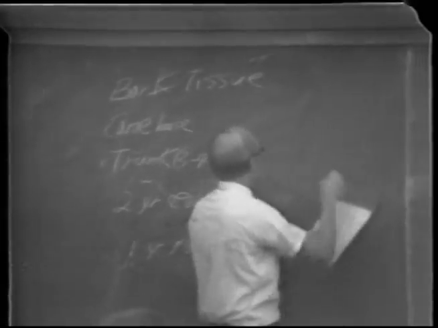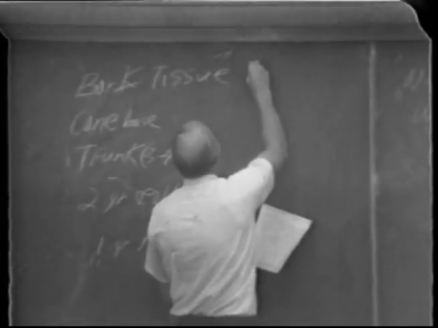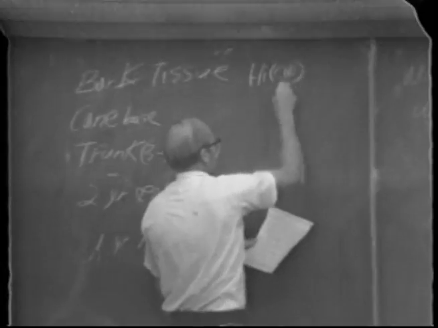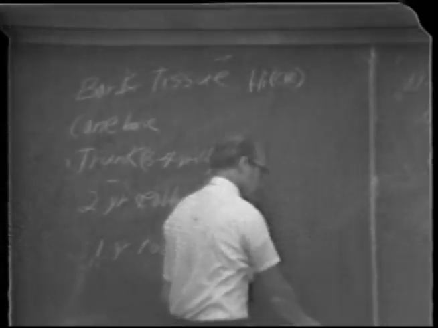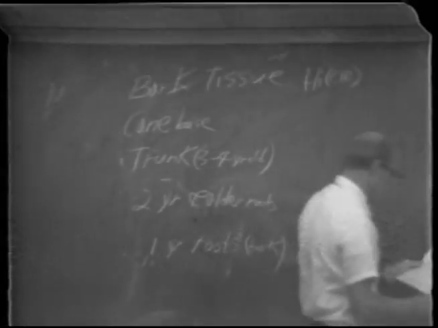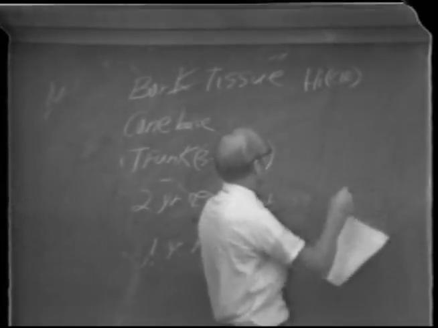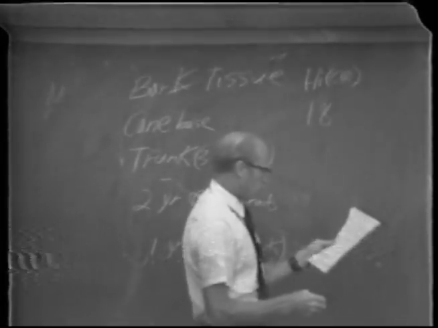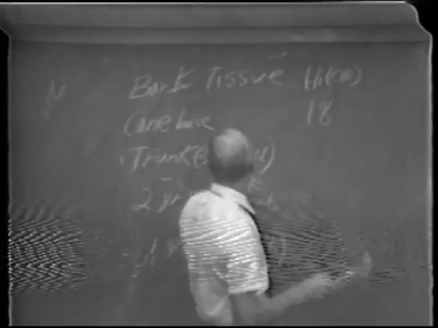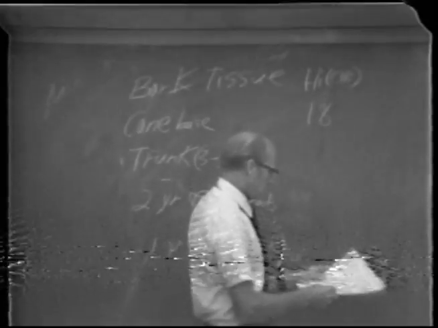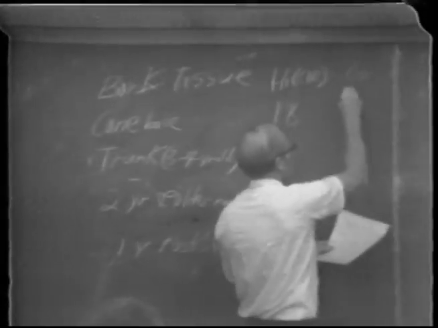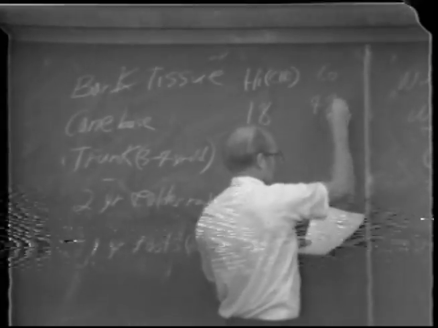The high carbohydrate was, I sure don't have much good chalk up here. The high was 18% for the cane bark. This is the basal cane tissues. And the low was 4% in June.